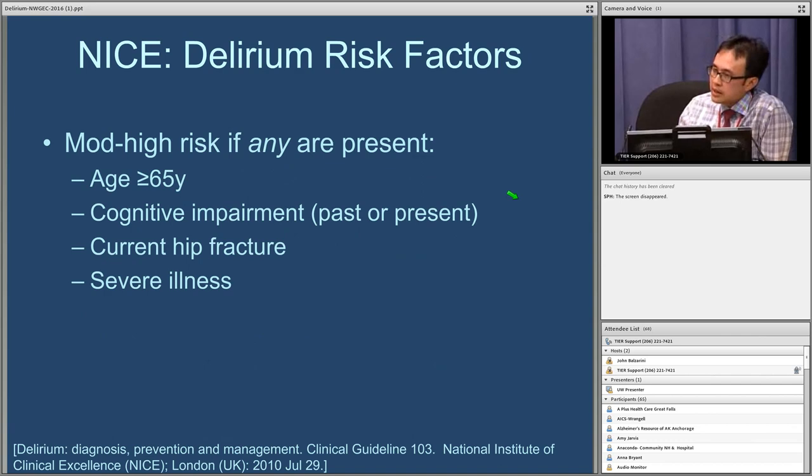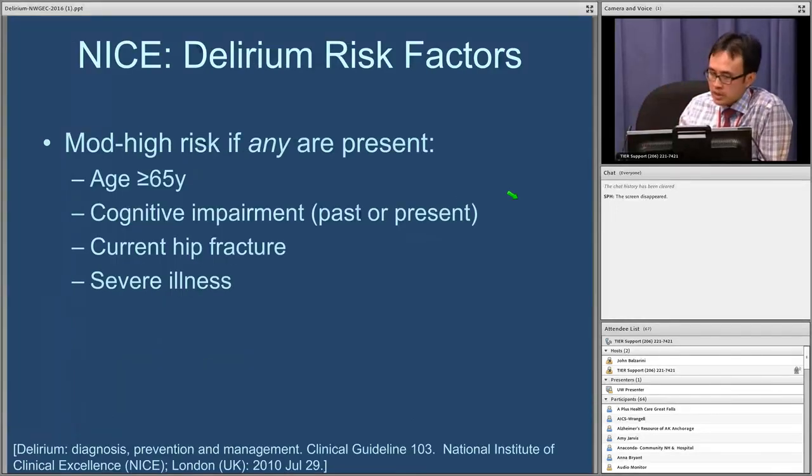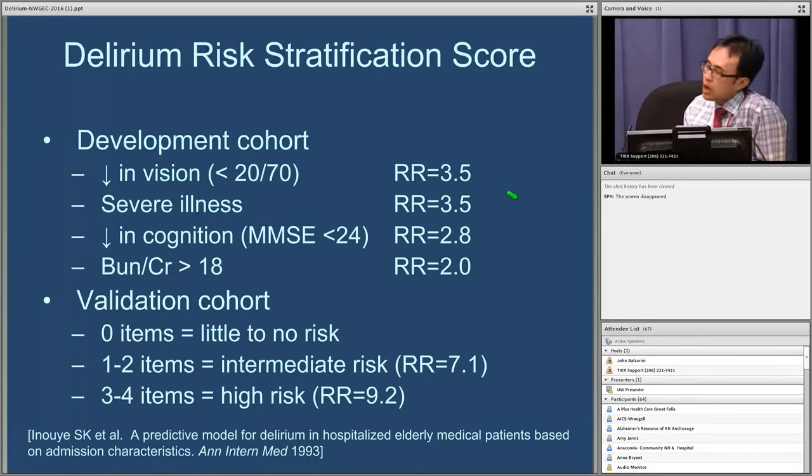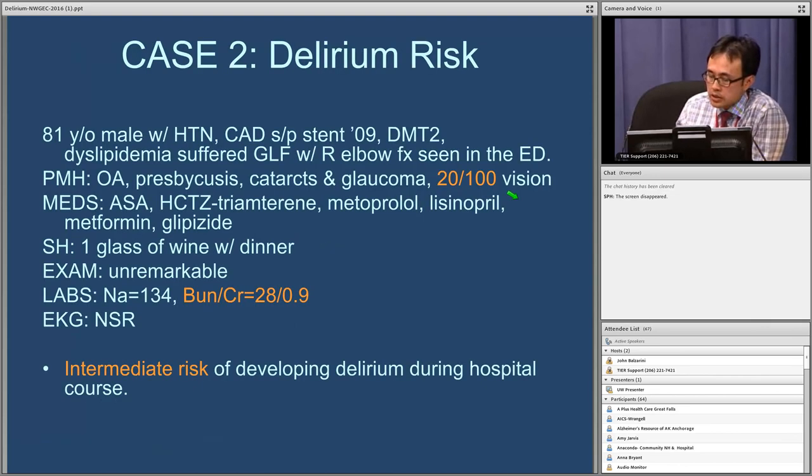And so you see that there are overlaps in the clinical risk factors from this and this, right? The severe illness, for example, and the cognitive impairment are there as well. And so what Sharon found was that if you had zero items listed on this slide, you were at little to no risk for developing delirium. If you had one to two items, you were at an intermediate risk. And with three to four, you were at very high risk for developing delirium.